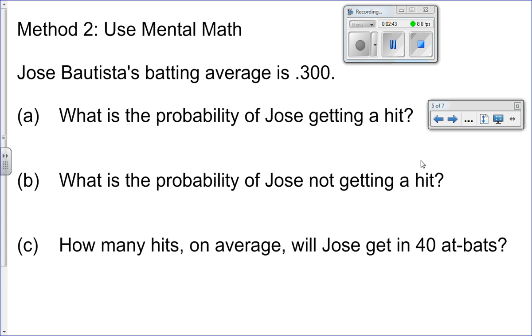So pause the video for a minute and just try working out the answers to these questions in your head, or if you want to scribble your ideas down on a piece of paper. And then when you're ready, hit the play button and we'll check our answers.